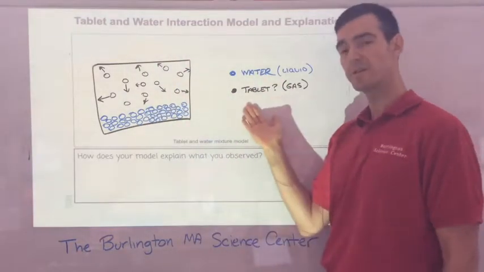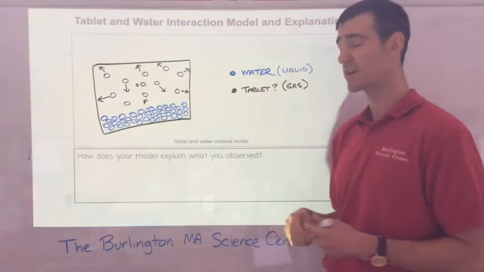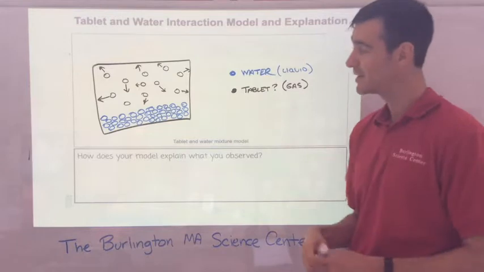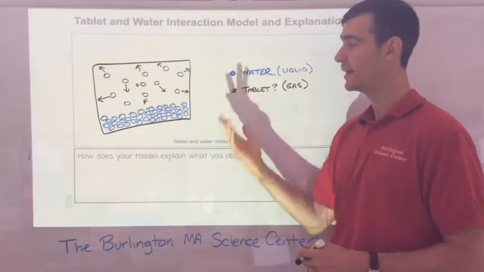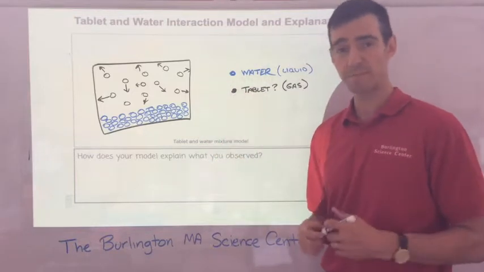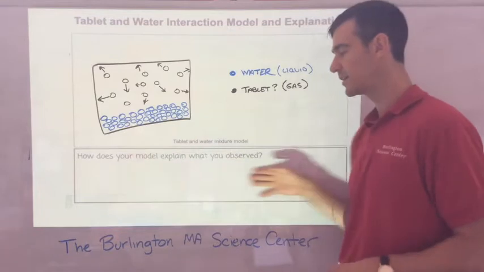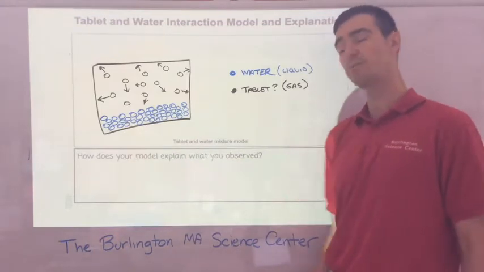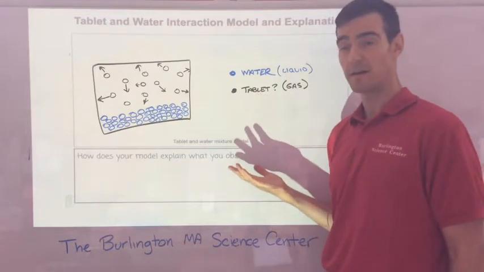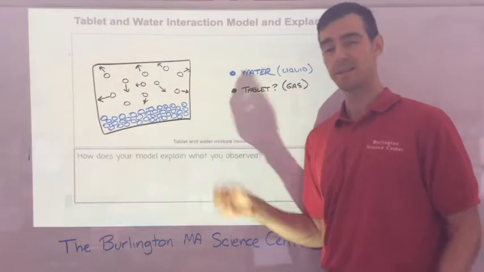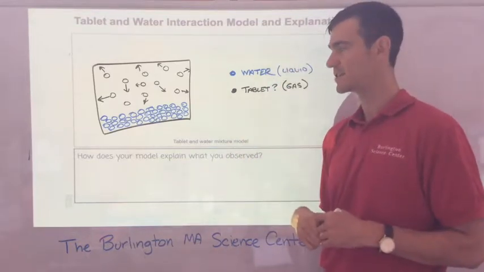So some students are going to label this as tablet, some students are going to label this as new gas, some students are going to label this as, I don't know. Some students might demonstrate that it's a new type of matter or particle by maybe even changing the shape of the particle. Whatever they choose to do, make sure that it is conveyed here in the section below. How does your model explain what you observed and really what they're thinking moving forward about this system of two different kinds of matter interacting.